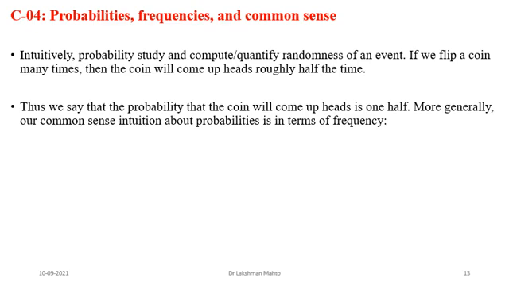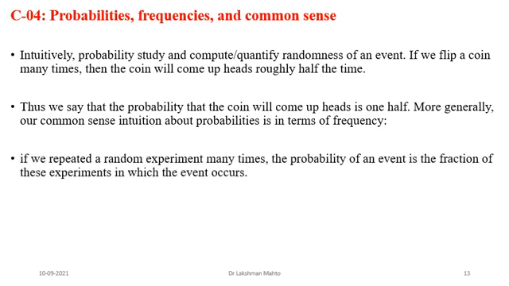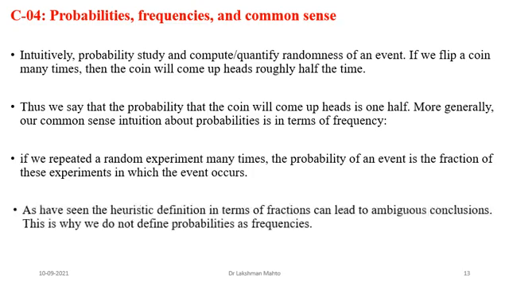More generally, our common sense intuition about probability is in the form of frequency, that ratio thing I told you about. If you repeat a random experiment many times, the probability of an event is the fraction of these experiments in which the event A occurs. Suppose you are tossing a coin 10 times, and in 10 times, 3 times you are getting heads. From this ratio approach you could say the probability of head would be 3 by 10, but that is not true. In the long run you will see 3 by 10, then 5 by 10, or something like that. Finally the probability will converge to 0.5, 1 by 2.